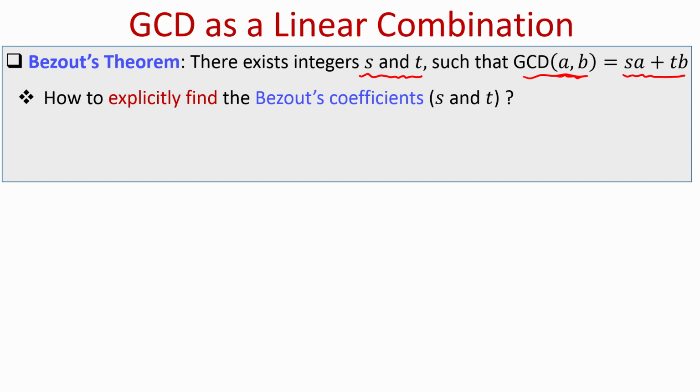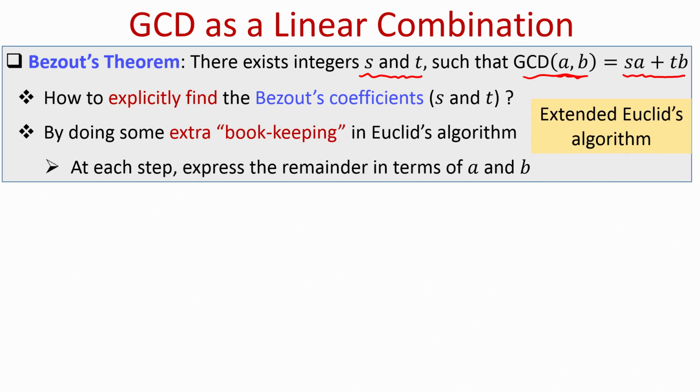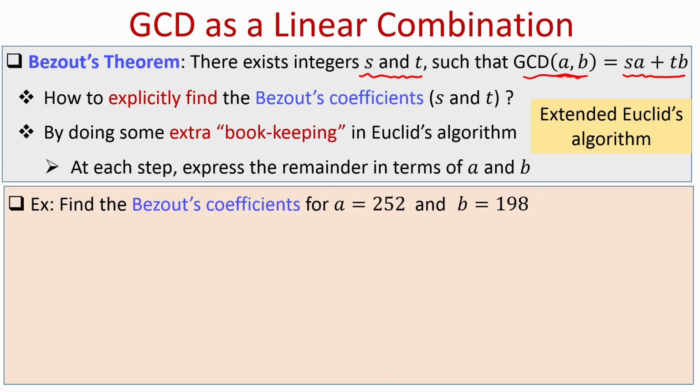And if you are wondering how exactly you can find these Bezout's coefficients s and t, or the combiners s and t, well, you can do that by performing some extra bookkeeping, or maintaining some extra variables, in Euclid's algorithm. This extended algorithm, where you perform the extra bookkeeping to find the linear combiners s and t, is also known as the extended Euclid's algorithm. I will not go into the full details of how exactly this extra bookkeeping happens.